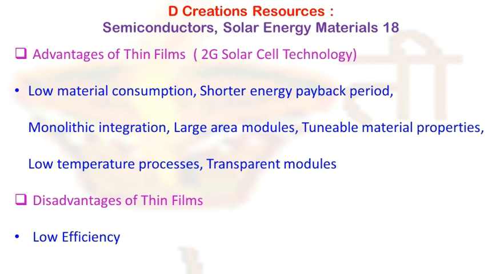The third advantage is monolithic integration. Now we know that when you want to use solar energy, we don't use a single solar cell. There are panels, there are modules. So monolithic integration refers to a process in which the solar cells are connected in series during the fabrication to make a module. Thin film technologies offer the possibilities of monolithic integration.